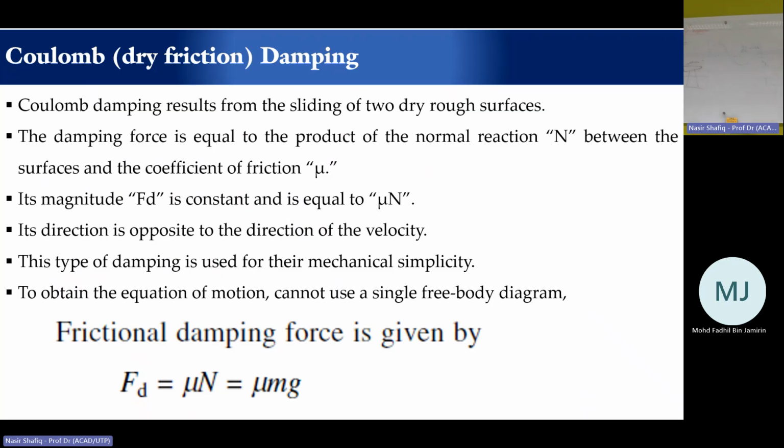Mu depends on the coefficient of friction; concrete is different, wood is different. And usually N is driven by mass, or this force is weight itself. So this force is mass into acceleration due to gravity, which is due to the mass of the structure itself.